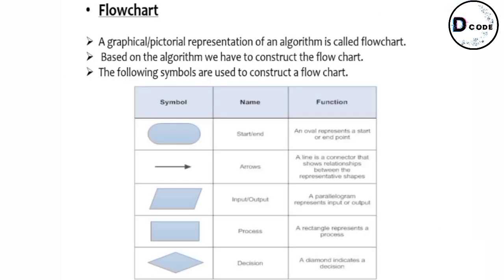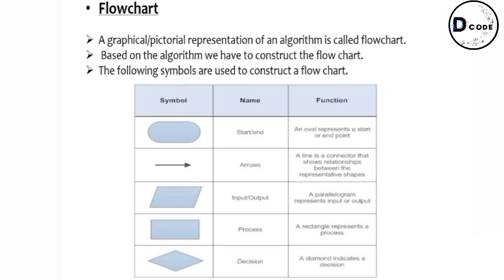Now we'll discuss flowchart. Flowchart is a graphical or pictorial representation of an algorithm. Based on the algorithm, we have to construct the flowchart. Now you remember these symbols. An oval shape represents a start or end point. A line is a connector that shows relationships between the representative shapes. A parallelogram represents input or output. A rectangle represents a process. A diamond indicates a decision.